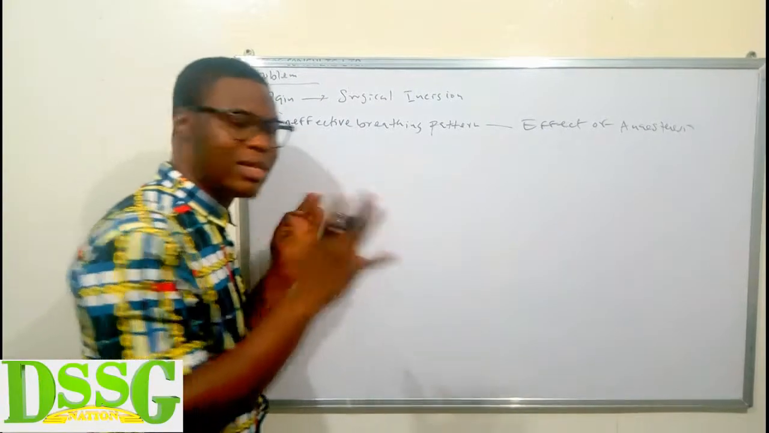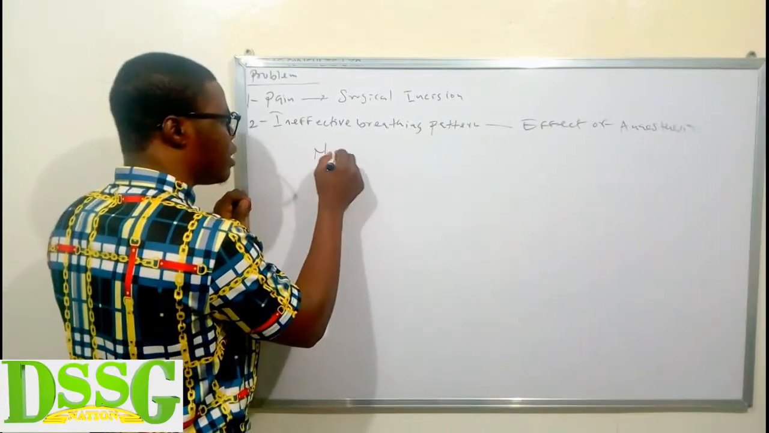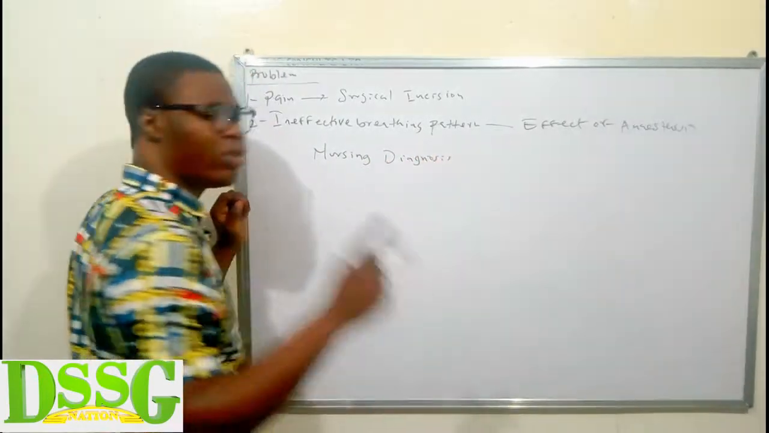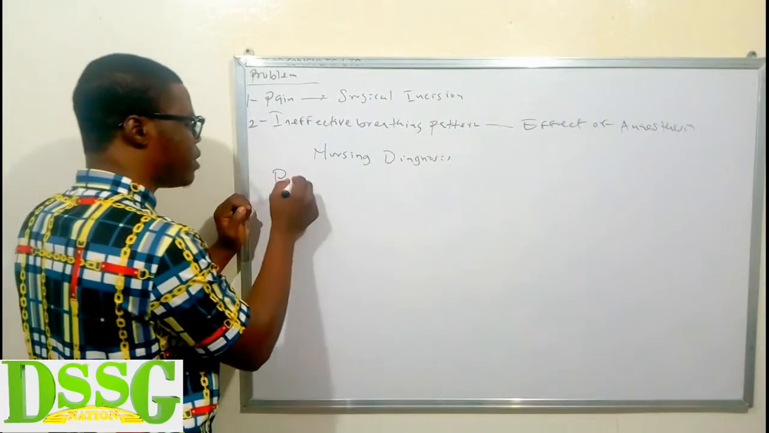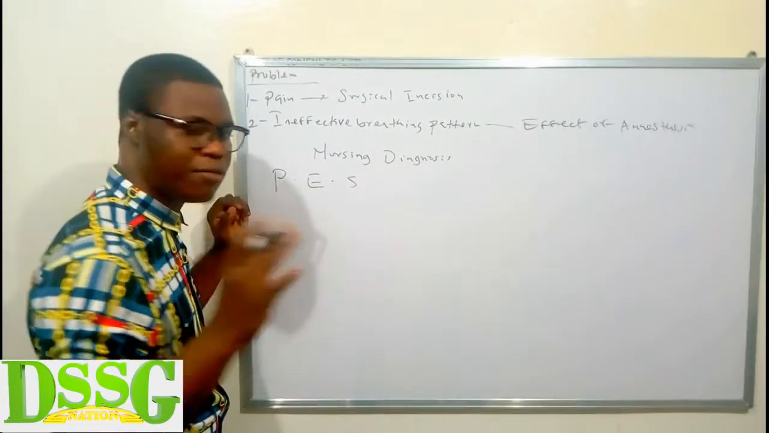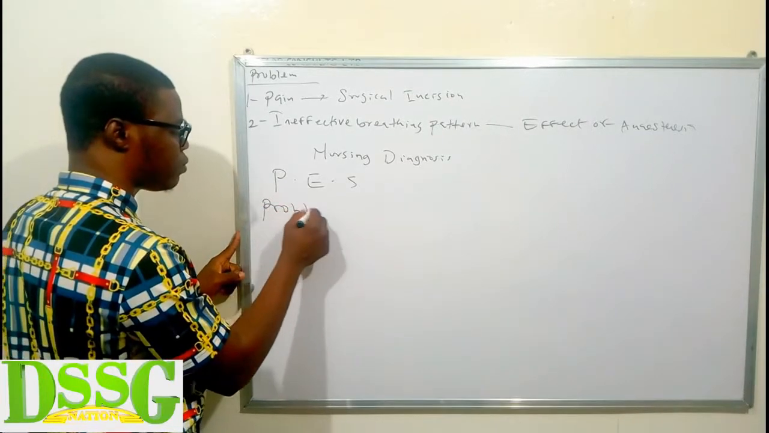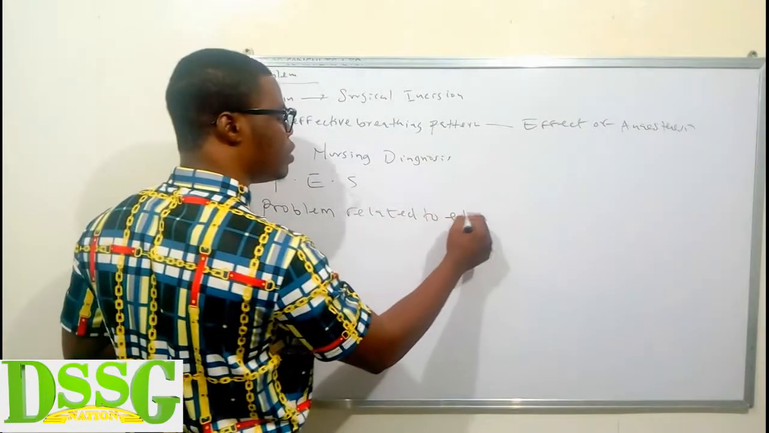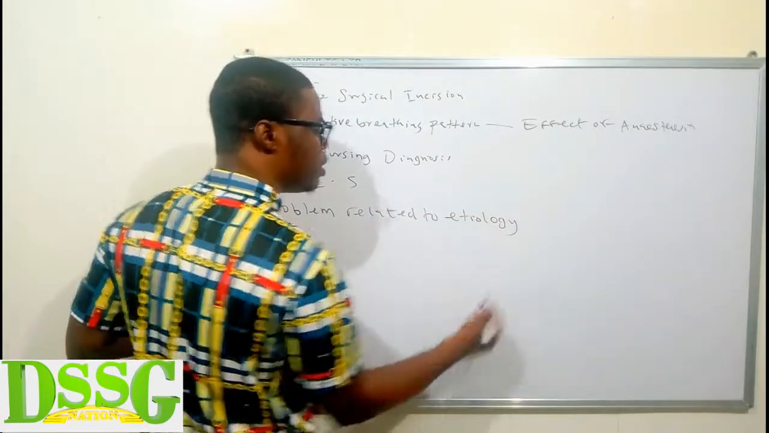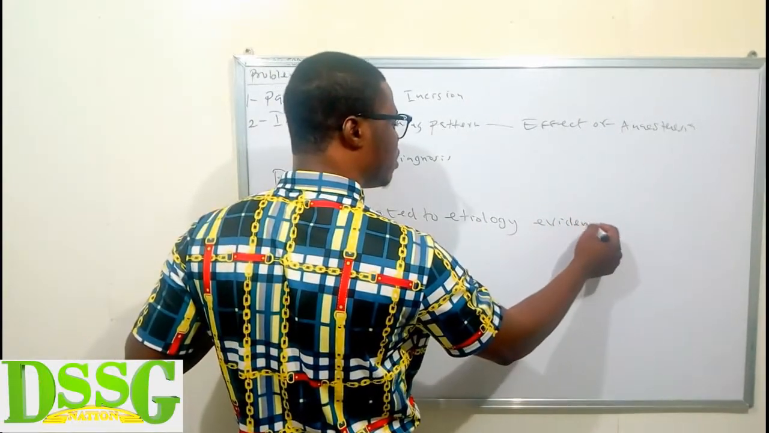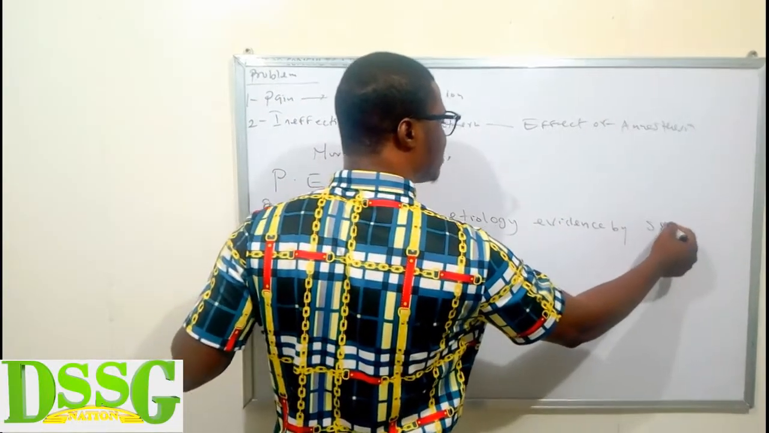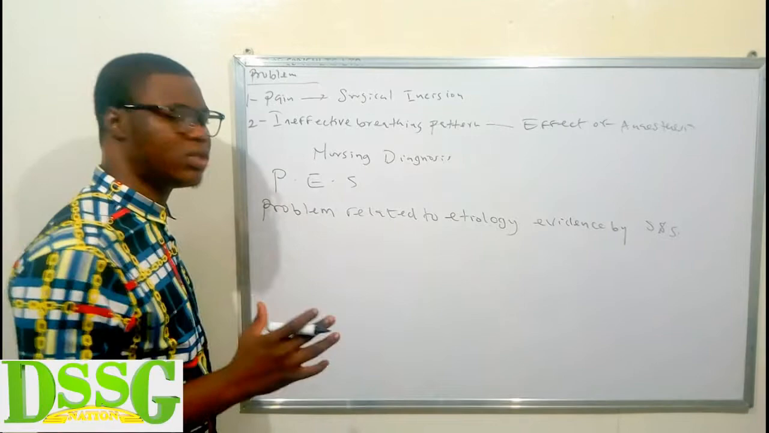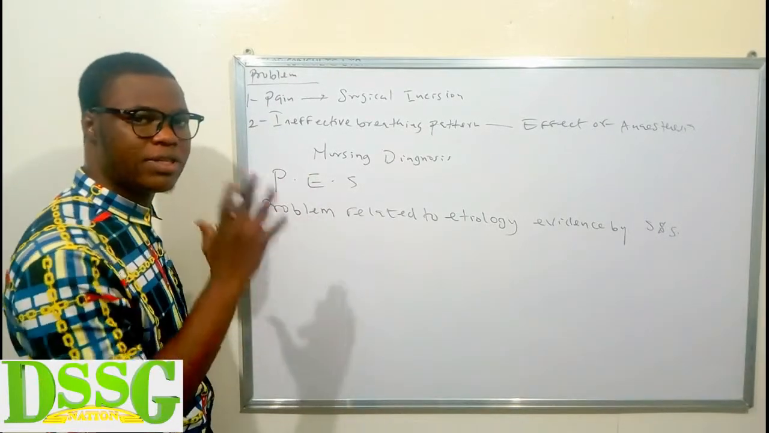So, if you want to write a nursing care plan, you start with your what? Your nursing diagnosis. So, what is the format for writing a nursing diagnosis? That is the PES format. PES. So, what is the real format? It is problem related to etiology, and then evidenced by sign and symptom.